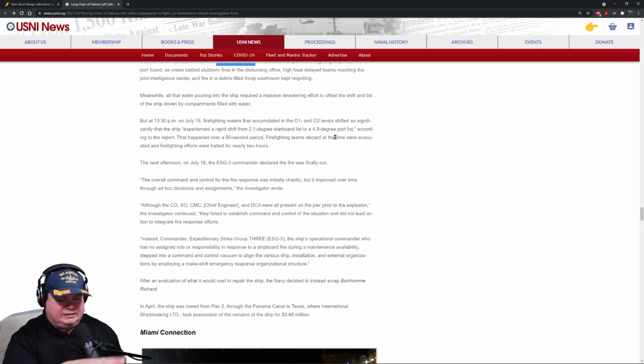So the water is collecting in the boat unevenly. And once you start getting a list, more and more water will continue going that direction. And you could eventually have a capsize situation. So according to the report, that happened over a 90-second period. The firefighting teams on board at the time were evacuated, and the firefighting efforts halted again for 2 hours because of this sudden change in list. Apparently from 2 degrees to 4 degrees, almost a 7-degree list change in 90 seconds. That would feel like the ship is rolling over on itself. That's why they evacuated everybody.